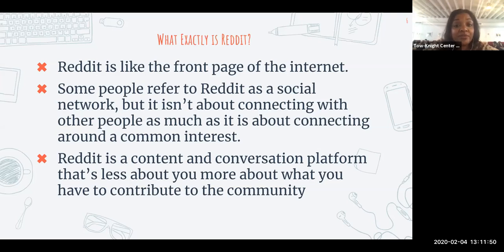Now, some people do refer to Reddit as a social network. I think that's kind of squishy because it's not about connecting with other people. As Joe said, I'm not supposed to be giving my username out and saying connect with me. And if you try and search for a user on Reddit, you'll see that that's actually one of the poorest features of the platform. And that's because it's about connecting with people around an interest more so than connecting with a specific person.